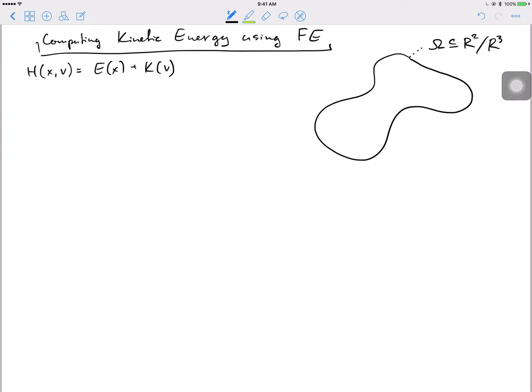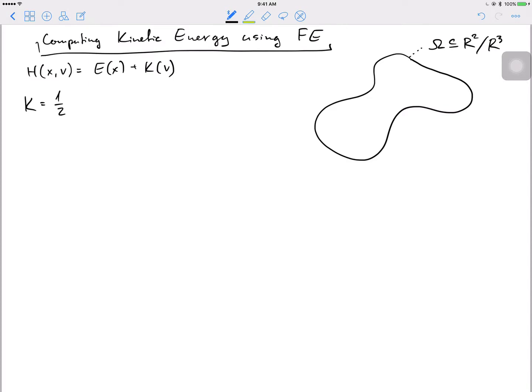Actually, the nice thing about finite elements is that it works basically the same way for any dimension. So that's why I'll discuss both the 2D and 3D cases at once. All right, so in the continuous world, what is kinetic energy? In the continuous world, so no discretization yet.